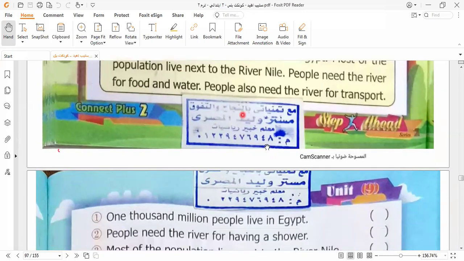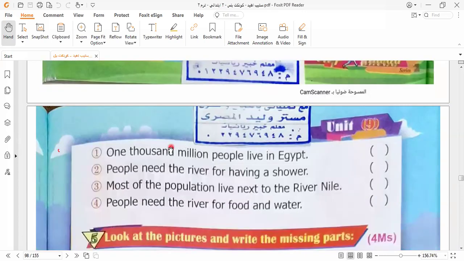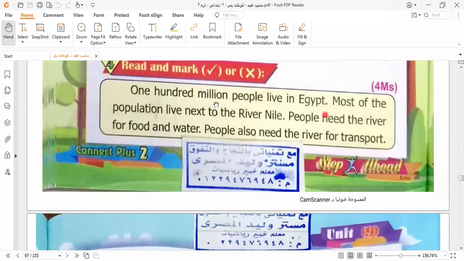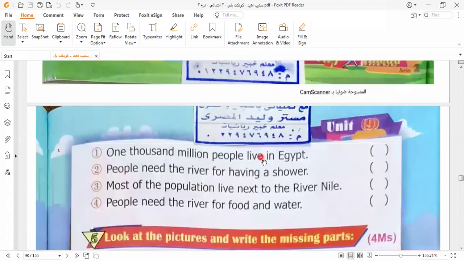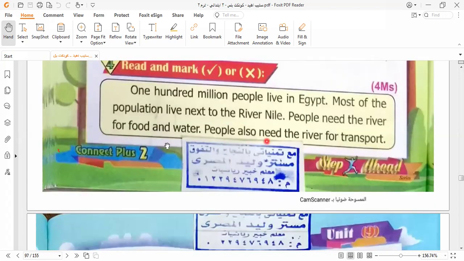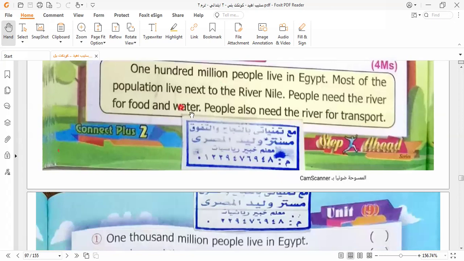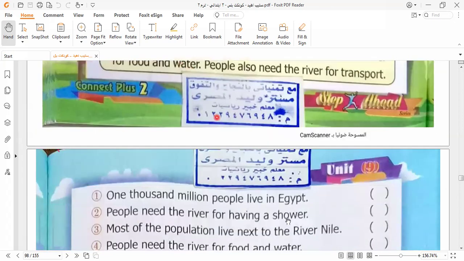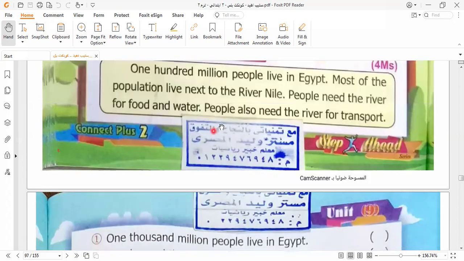People also need the river for transport. "1,000 million people live in Egypt." Is this a right sentence? No, it's not right. Why? Because it's 100 million people. So I put wrong here. "People need the river Nile for having a shower." Wrong, not having a shower. You can't say right. Why? Because we have water here, but not having a shower. So I could make it right, as the shower is water.